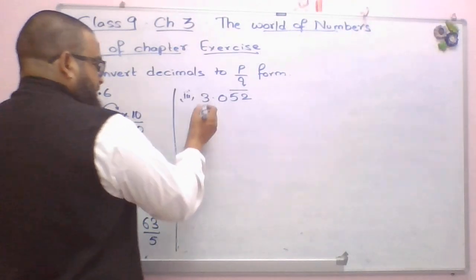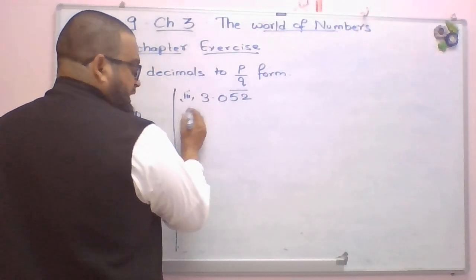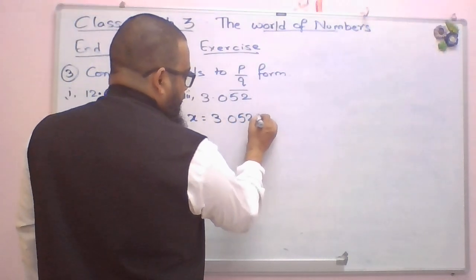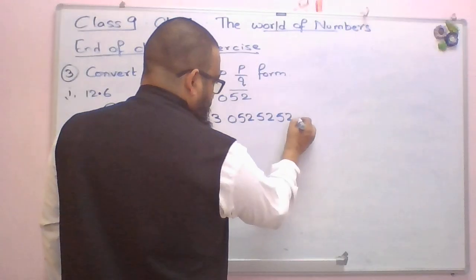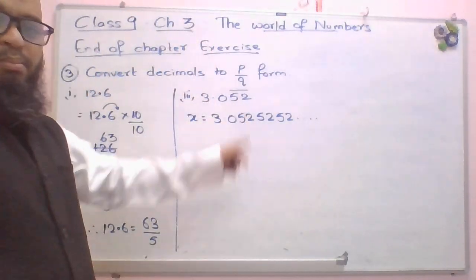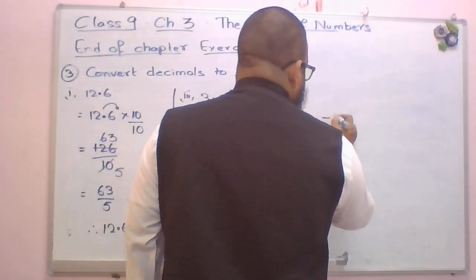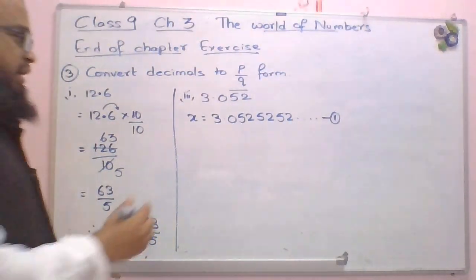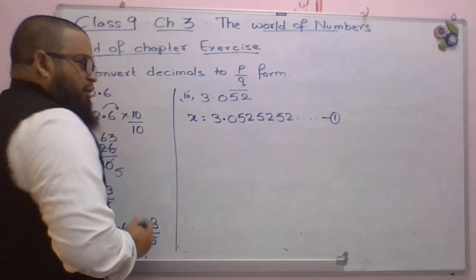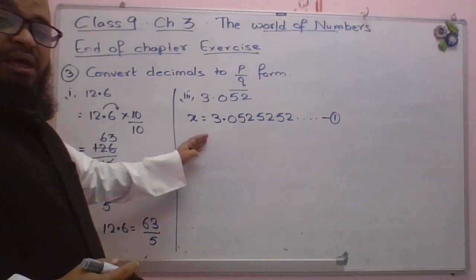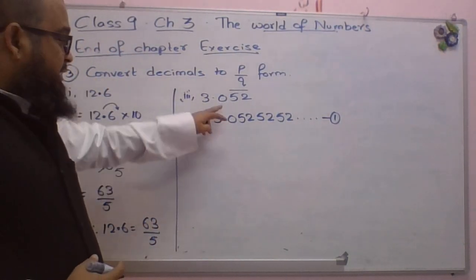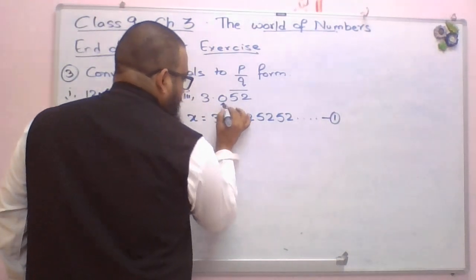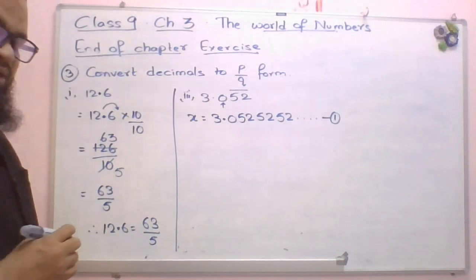Okay, so that means I can write it as, let us assume x is equal to 3.0525252 and so on. So this is the meaning of bar. Okay, now let us assume this as first equation. X is equal to 3.05252. So now how many non-recurring decimals are there? That means in this decimal part, how many are non-recurring? It is 1, right? One decimal is non-recurring.